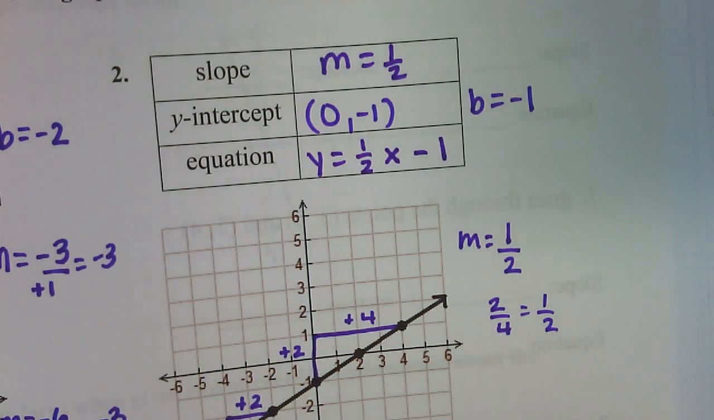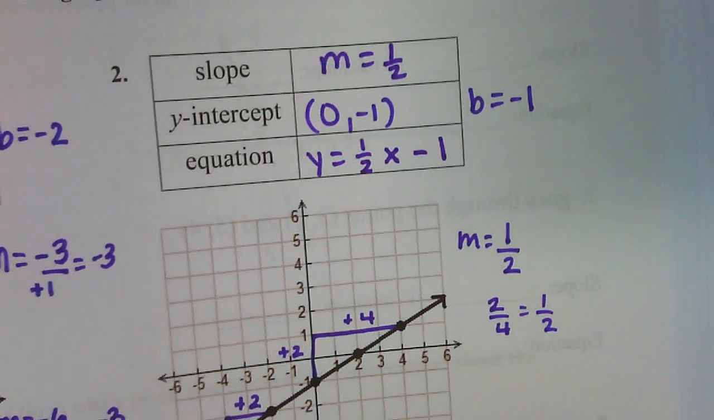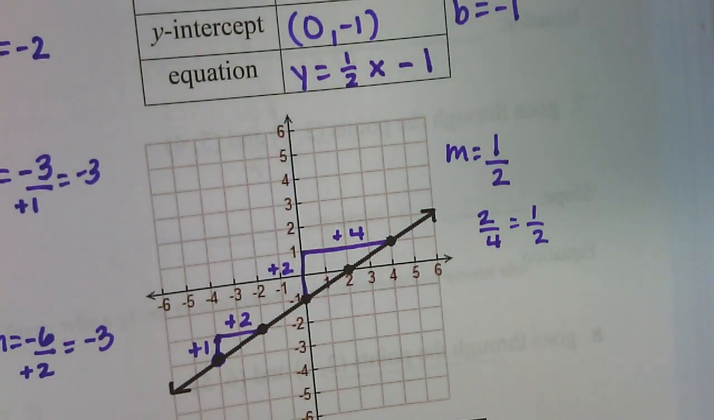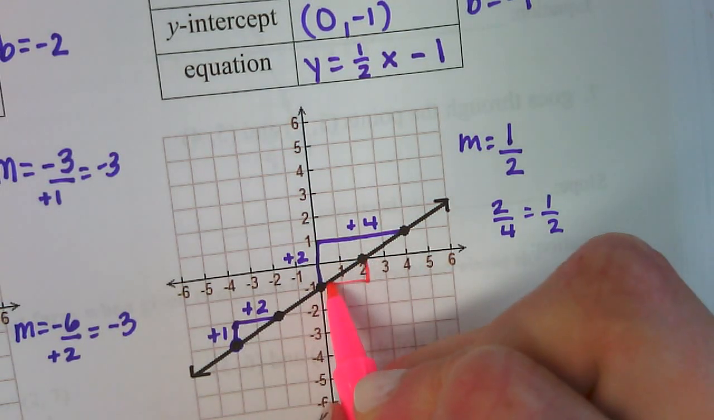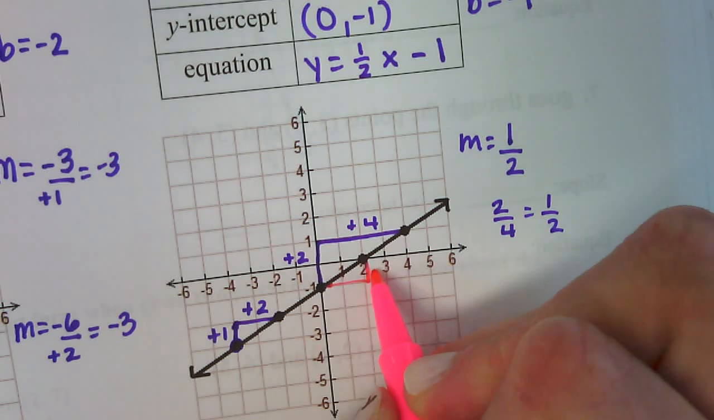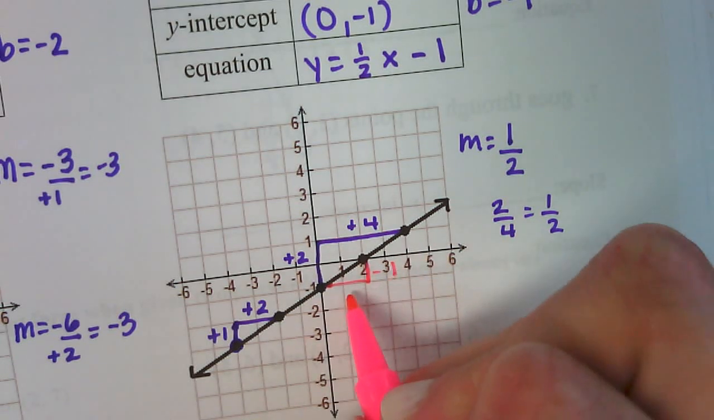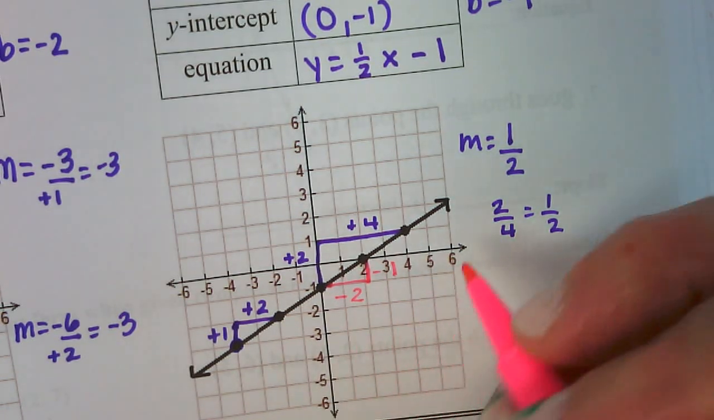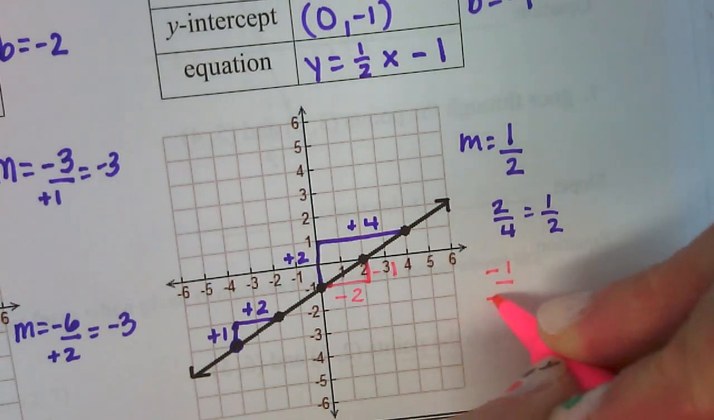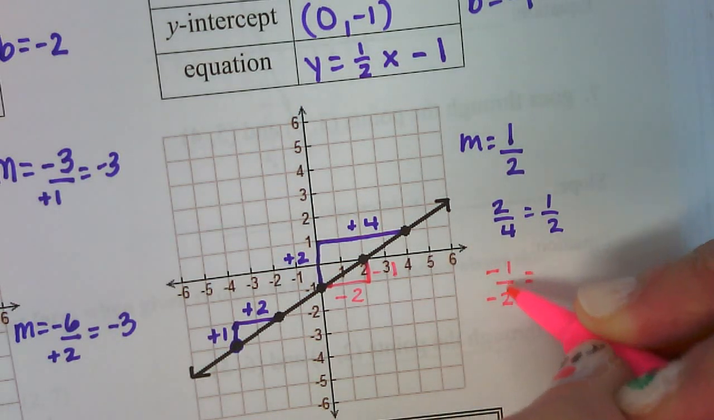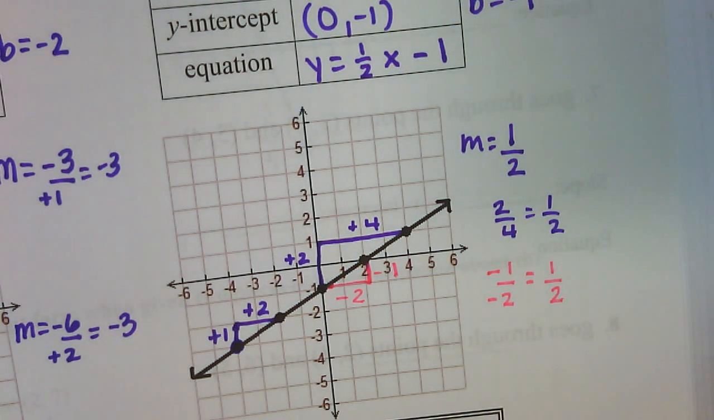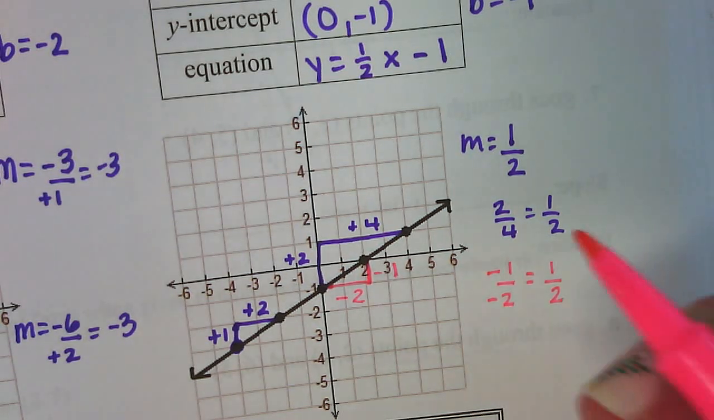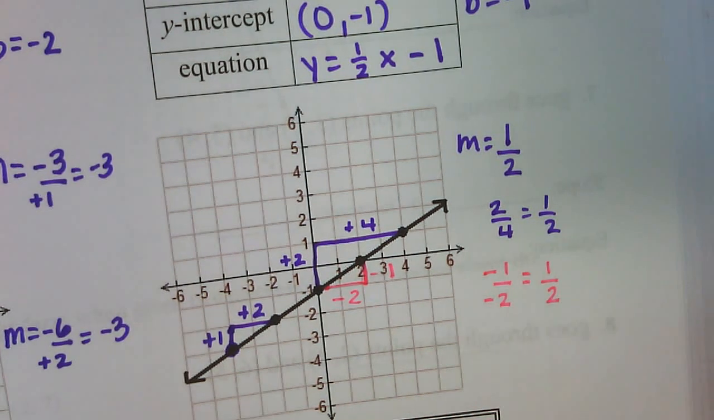Now, something else to keep in mind. If I read my graph backwards, let's say I went from this point to this point and I went backwards. If I did that, I'm going down 1 and left 2. A negative divided by a negative gives me a positive. So I still get the same answer. So even if I messed that up and went to the left, it's fine. I get the same answer.